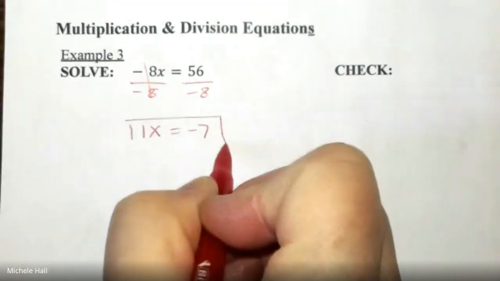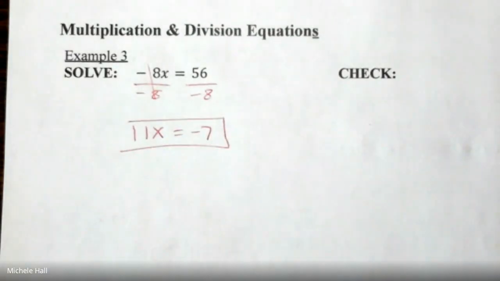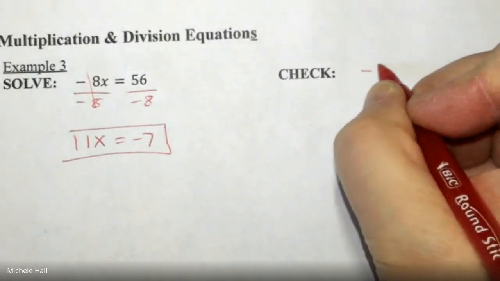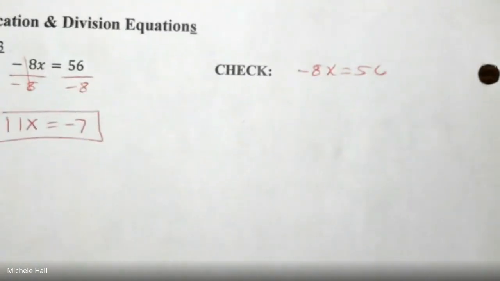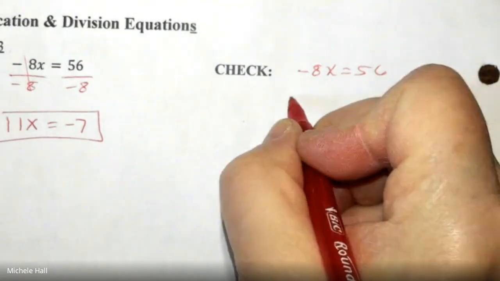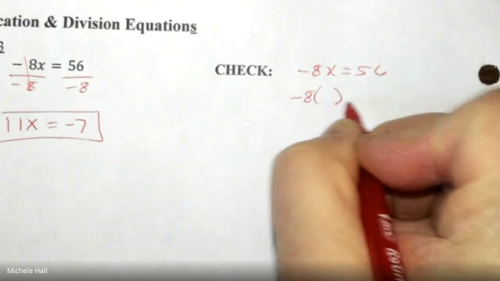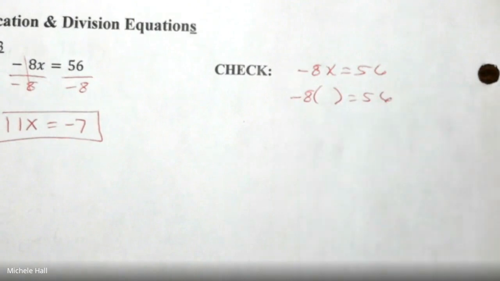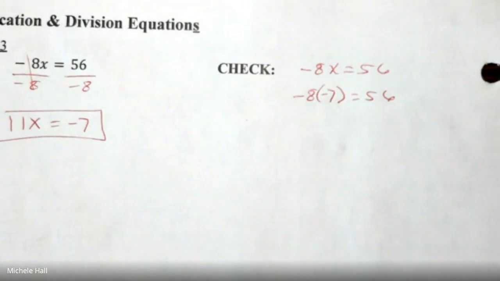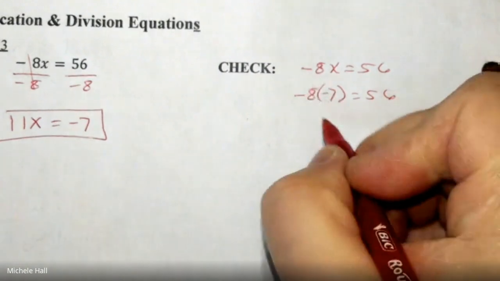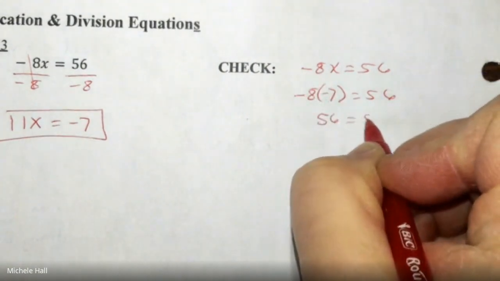You can leave the 1 there if you want. It's not a big deal. And now I check. Write down the original. -8x equals 56. -8 is being multiplied to the x. I'm going to use parentheses to show that multiplication. We know that x is -7. I have one side to simplify. -8 times -7. Say +56.